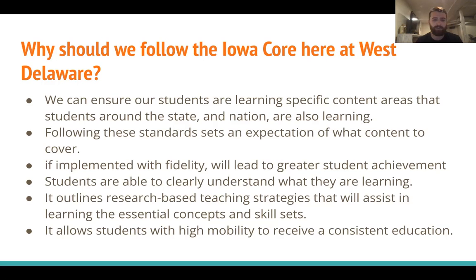It allows students with high mobility to receive a consistent education. Something we see here at West Delaware is kids moving in and kids moving out quite frequently, and it gets even more prevalent in bigger cities. But this way, we can ensure that those kids that are moving around a lot aren't receiving super different instruction. They're probably at least getting something similar. They're kind of picking up where they left off, hopefully. Where it used to be, if you moved, you could be learning about one thing and then switch to another school and you never even hear about the thing you learned at your previous school. So hopefully that should fix itself with the Iowa Core.